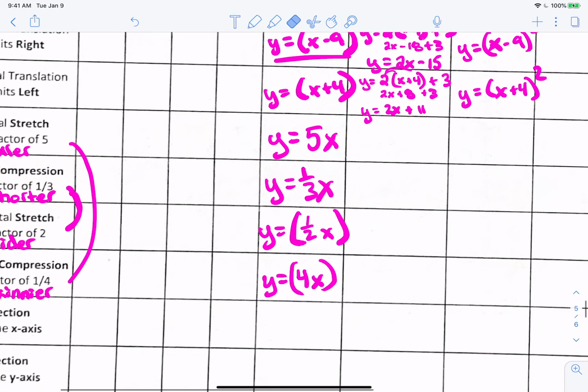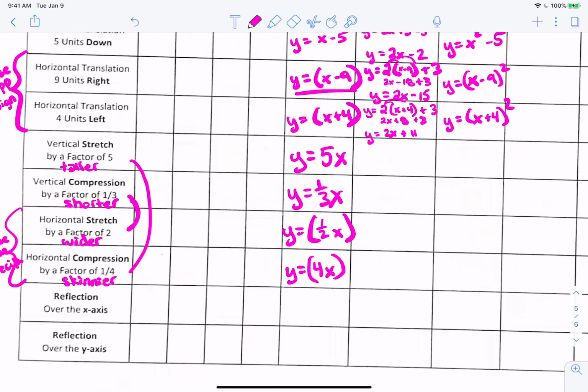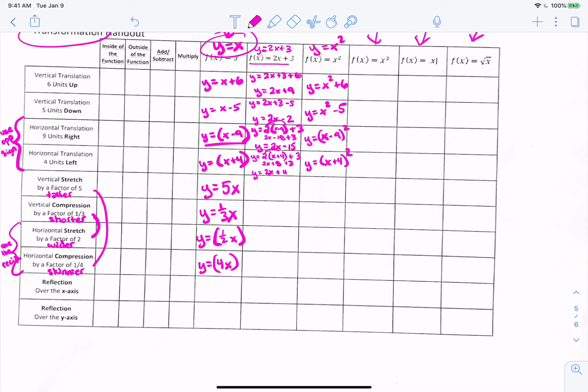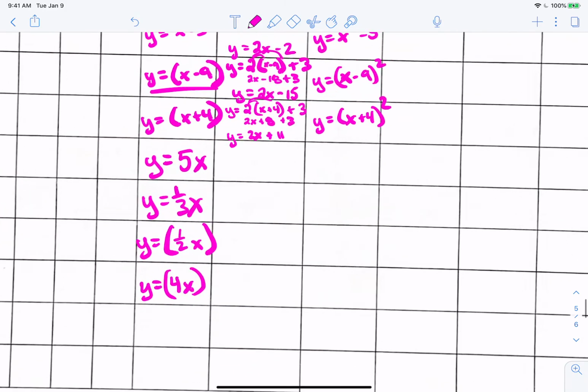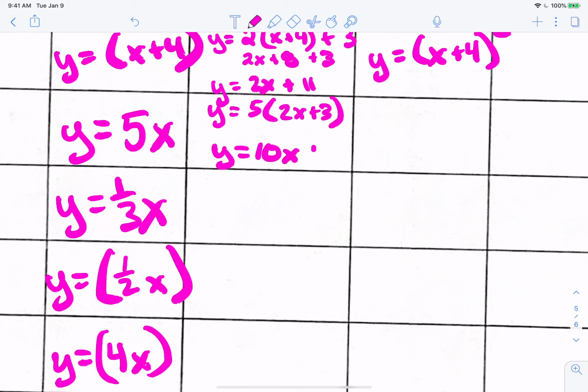Okay, let's bump over to the middle column. If we start with y equals 2x plus 3, and we vertically stretch it by 5, I'm just going to multiply the whole thing by 5. 2x plus 3 times 5. So y equals 10x plus 15. Does that make sense?